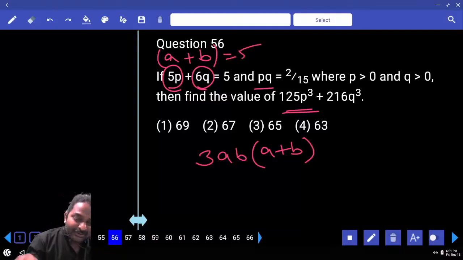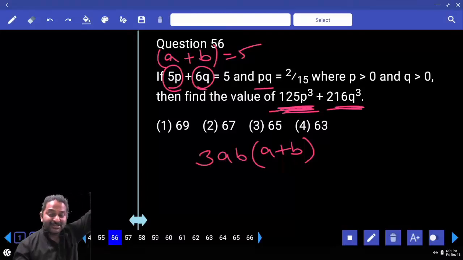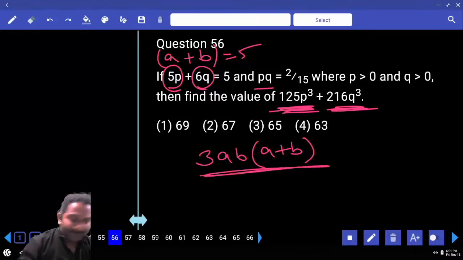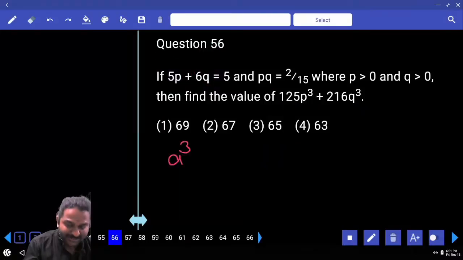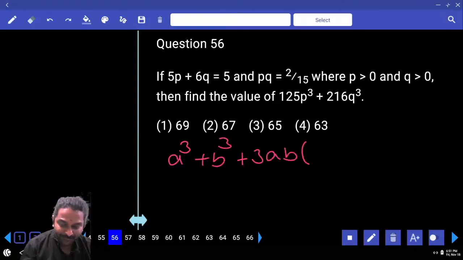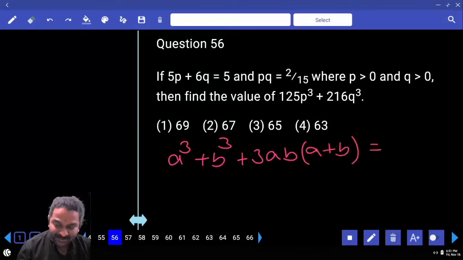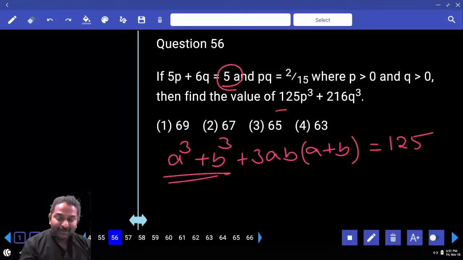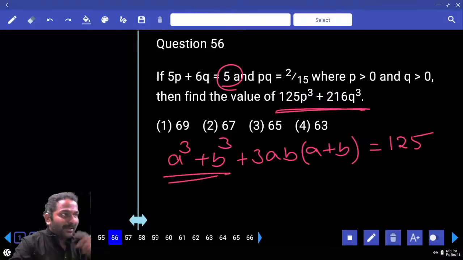Okay, right. So A cube is already there. Next, B cube, in the sense 216. And then extra we have 3AB into A plus B. So we know A cube is there, B cube is required, 3AB into A plus B is equal to A plus B whole cube value, 5 cube. How much is that? 120. So A cube plus B cube in the sense 125 P cube plus 216 Q cube, correct?